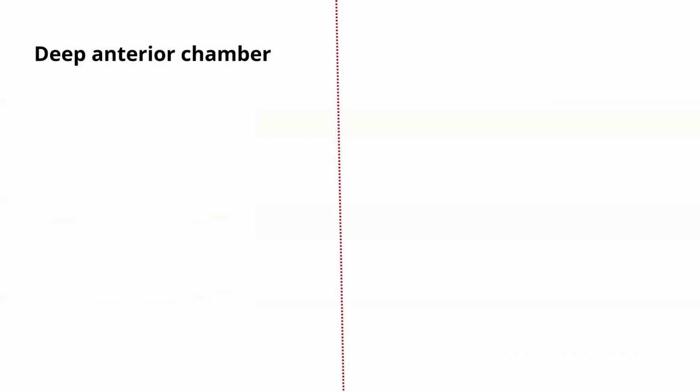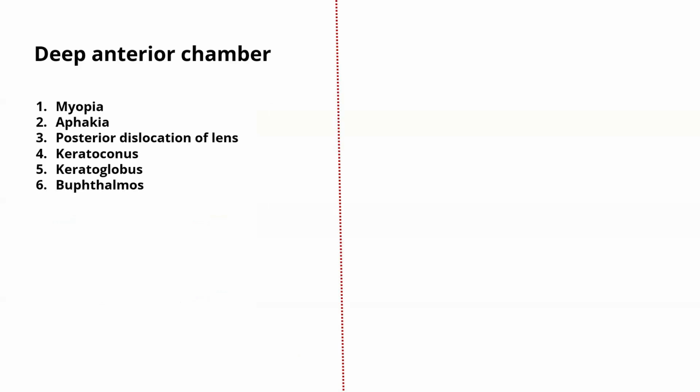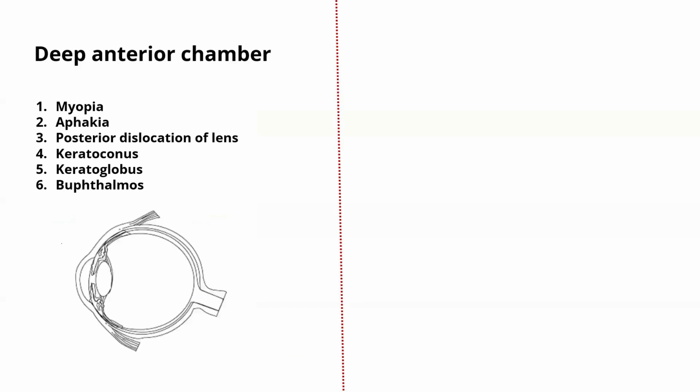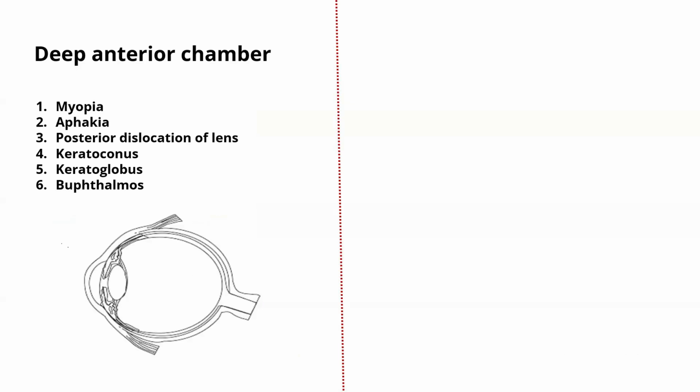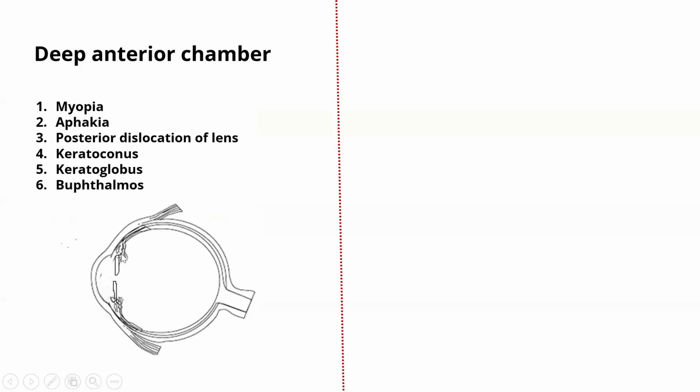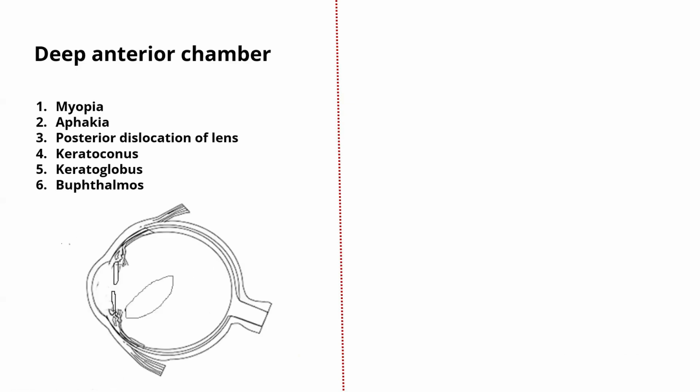Let's see the causes for a deep anterior chamber or a shallow anterior chamber. Deep anterior chamber, what are the causes? It could be myopia, where the eyeball length is increased. Axial myopia, where the anterior chamber will be deep. If the lens is absent, aphakia, then the iris will move backwards and the anterior chamber is deep. If there's a posterior dislocation of the lens, the lens moves backwards, then also you see the anterior chamber deep. If the lens is in its position but the cornea is protruding forwards, like in keratoconus, keratoglobus, or buphthalmos, then also you see a deep anterior chamber.